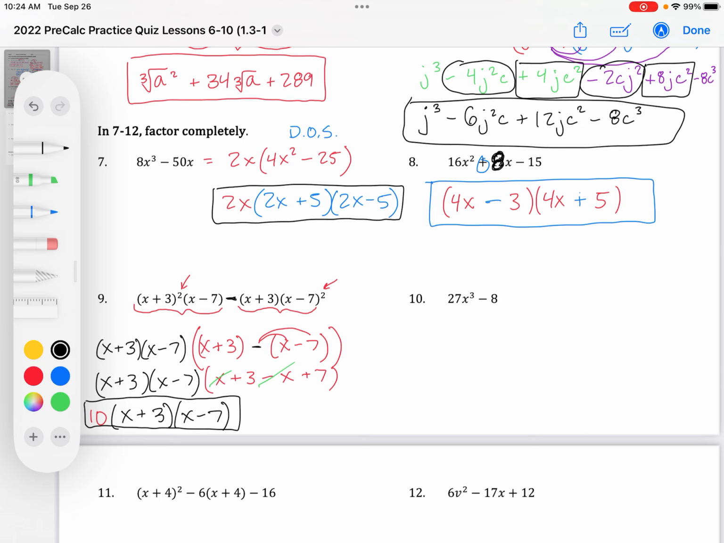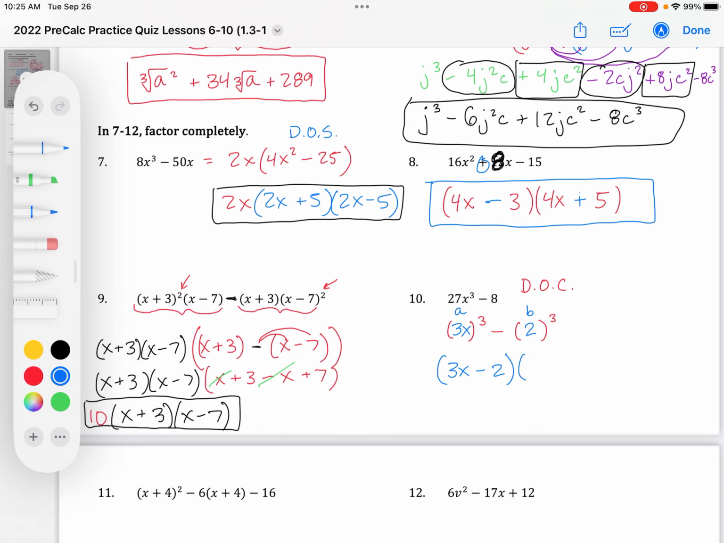All right, number 10, you should be noticing that 27 is a perfect cube and 8 is a perfect cube. So this is a difference of cubes factoring pattern. So I figure out what cube gives me 27x cubed, and then minus what cubed gives me 8. So you can probably figure out this is 3x and this is 2. So in that formula on your factoring sheet, this is your A and your B. Let's fill it in. So it's A minus B, which is going to be 3x minus 2.